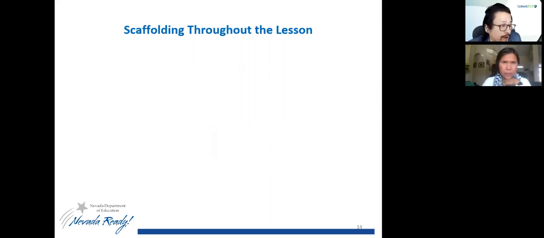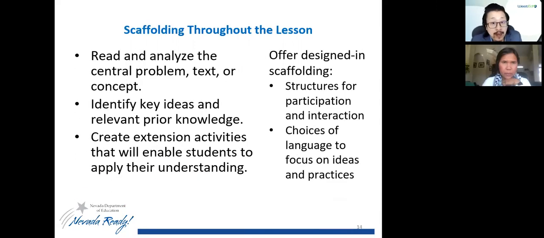What we will refer to the ELD Standards Framework for will be ideas for how to design in scaffolding, how to create the supports, which will consist of those two dimensions, right? The structures for students to participate and interact with each other, either within an activity or across multiple activities. And also choices of language that we're offering to students so that they can focus on ideas and practices. And so as we'll see, we need to offer them choice because we want them to put language to work. We want them to use language to deepen their understanding of mathematics. Okay, so that's the general process that we recommend for thinking through all of the parts of a lesson.